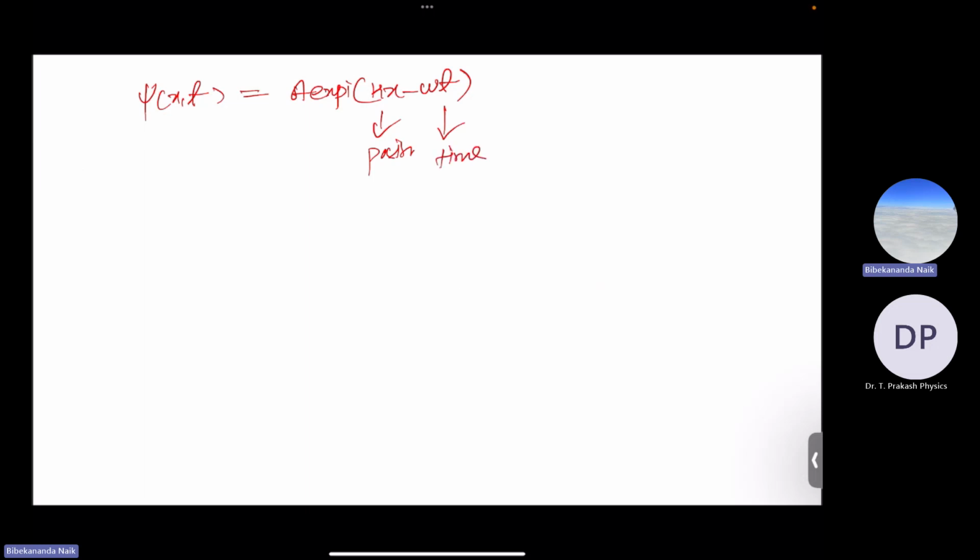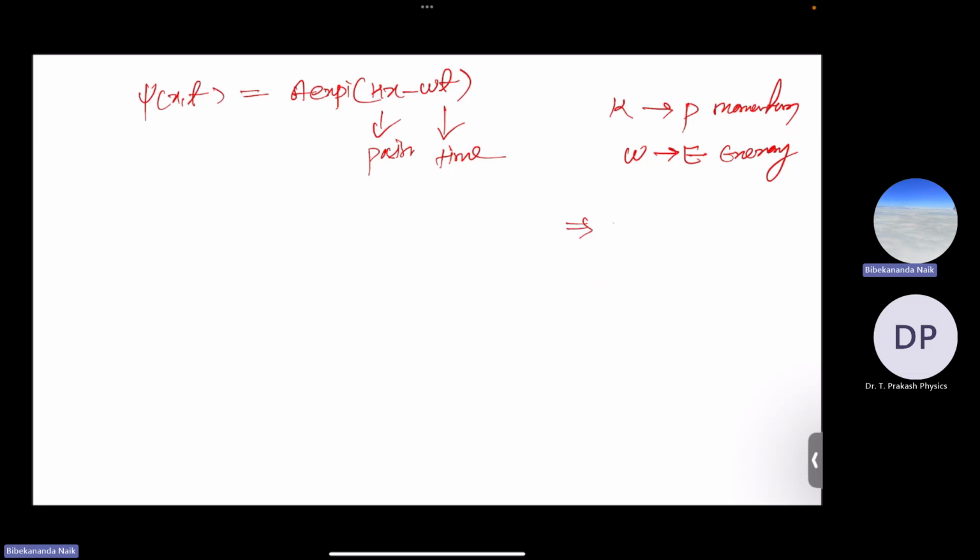Now if we change the coordinates, then we can replace k with p, that is momentum, and omega with E, that is energy. So how can we convert k to p and omega to E?